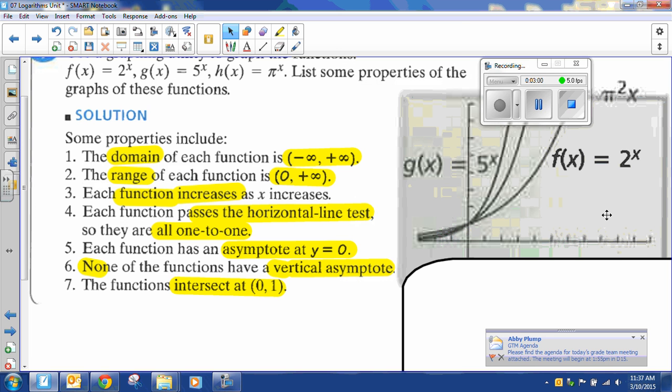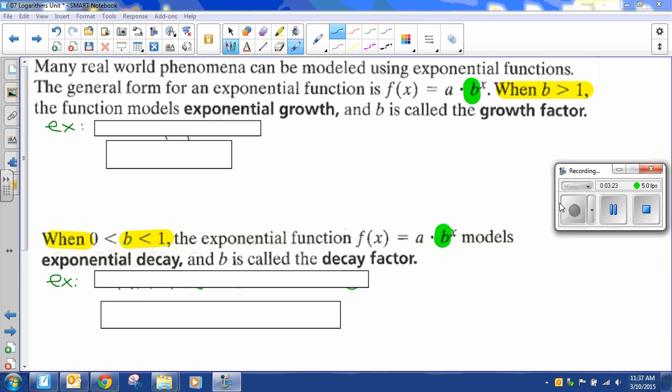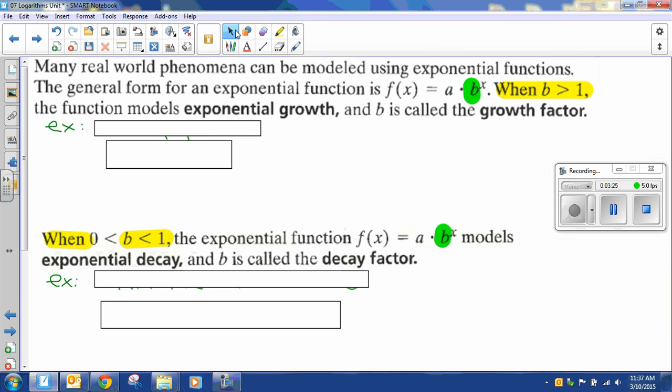And the reason why these all intersect at (0, 1) is because 5 to the 0 power equals 1, 2 to the 0 power equals 1, and pi to the 0 power equals 1. Anytime the x value is 0, the y value is 1, and that's why all of them intersect at the point (0, 1). Here's the important takeaway from today's lesson.